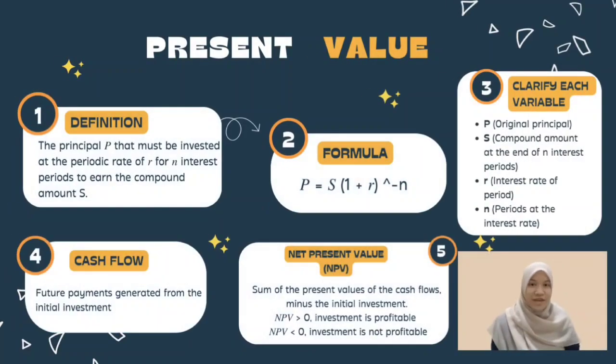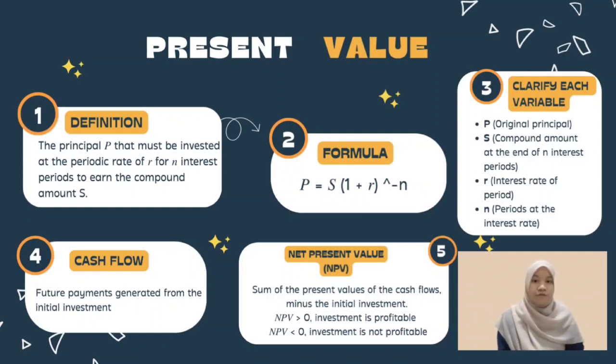Next, present value. Definition: the principal P that must be invested at the periodic rate of R for an interest period to earn the compound amount S. The formula: P equal to S bracket 1 plus R to the power negative n. Clarify each variable: P means original principal, S the compound amount at the end of an interest period, R the interest rate per period, and n the period at the interest rate.